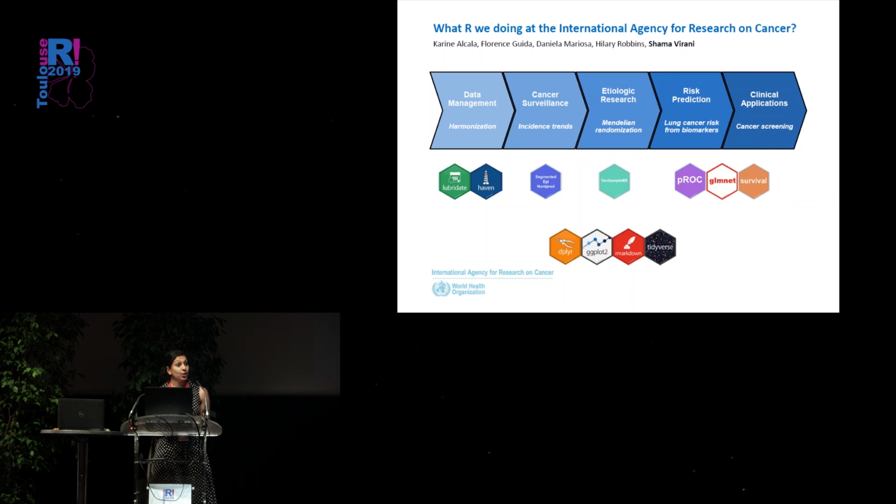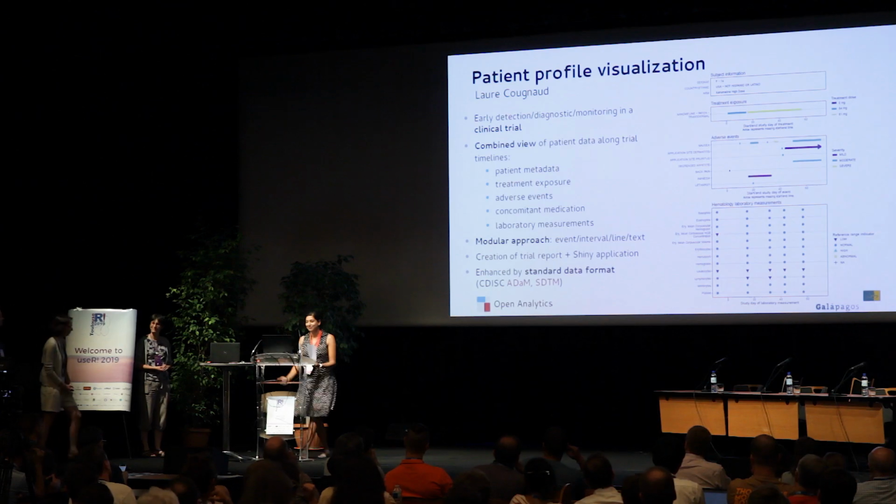We are the genetic epidemiology group at the International Agency for Research on Cancer, the cancer section of the World Health Organization headquartered in Lyon, France. We are a global organization and we use R for everything, from data management to trend analysis in cancer surveillance, to risk prediction models in lung cancer, to clinical applications. If you're interested to see how we use R in our diverse cancer research projects, come see us at poster E33.